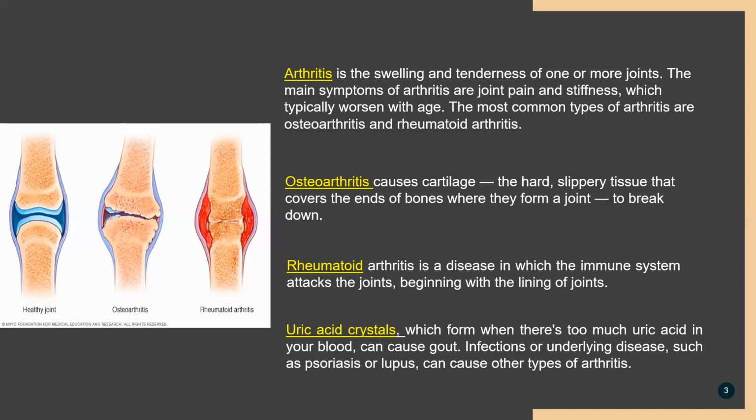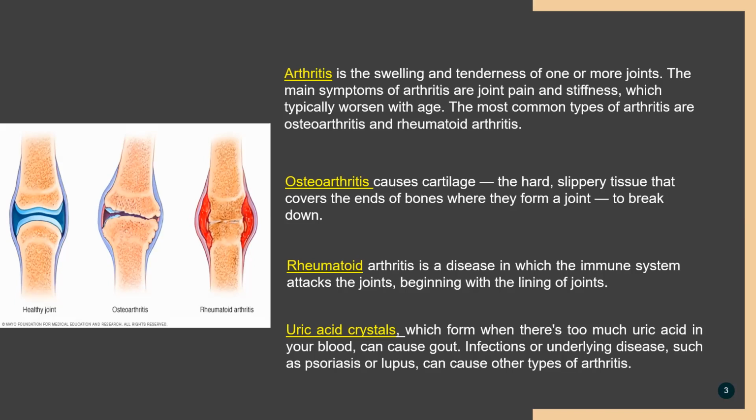The main symptoms of arthritis are joint pain and stiffness. You cannot move your finger; your finger becomes very stiff and does not move freely, which typically worsens with age. When you are getting older and older, the most common types of arthritis are osteoarthritis and rheumatoid arthritis. So first you start with arthritis, then you follow with osteoarthritis and rheumatoid.